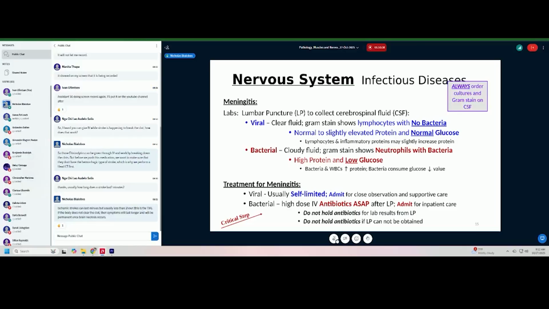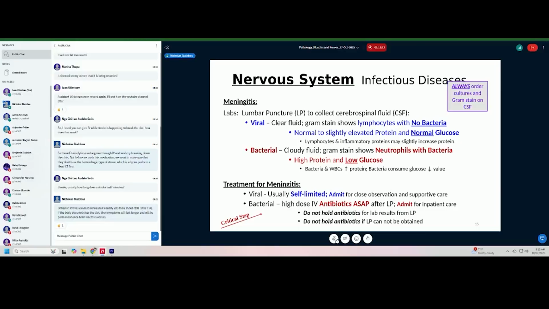With viral meningitis, is that protein level going to be normal or a little elevated? So normal or slightly elevated. It's not going to be dramatically elevated like bacterial, because lymphocytes have proteins in them. It's an inflammatory process, so there's going to be inflammatory proteins. So think about the complement, right? Those are proteins. So when we run this lab, we're going to have a little bit of elevated protein, or it could be normal. It just depends on the severity.